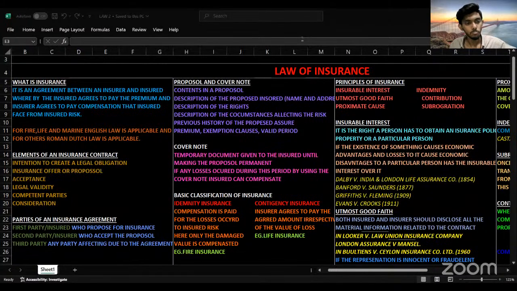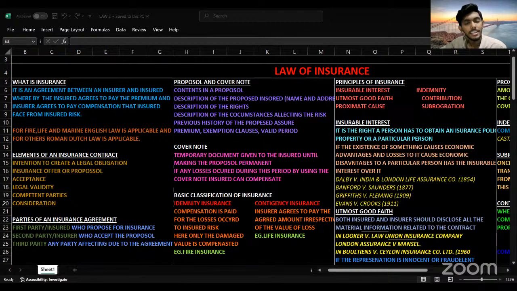Now you might be asking, who is the insurer? The insurer is simply the insurance company. That's very easy. And the insured is the person who is obtaining the insurance coverage, which means you. So what is insurance? It is an agreement you create with the insurance company, whereby you agree to pay the premium. So the next question is, what is premium? Premium is the amount of money you are expected to pay to obtain the insurance policy.